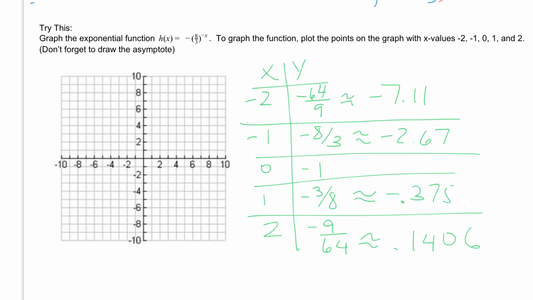And then if we go ahead and graph this, our asymptote is still at y equals 0, so make sure you have that in as a dotted line. Then just approximate your points: negative 7.11, negative 1, and negative 2.67, 0, negative 1, 1, and then we get these decimals that are super close to that asymptote. So our graph goes like this. If you have questions, please let me know.